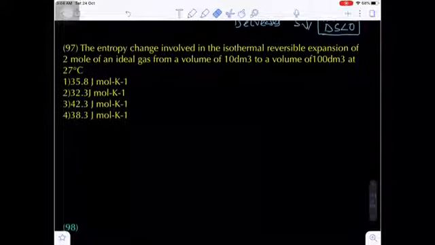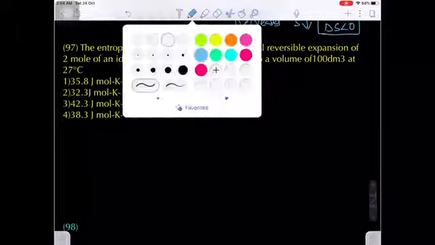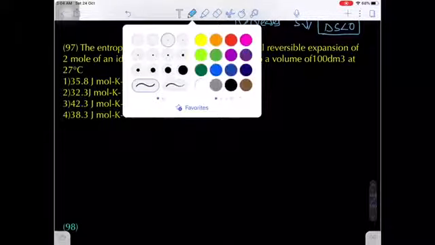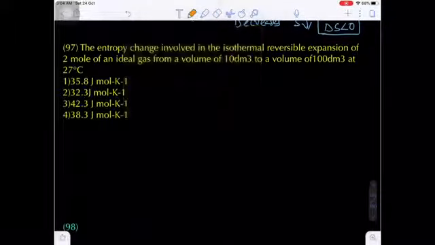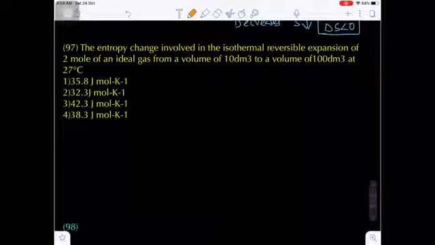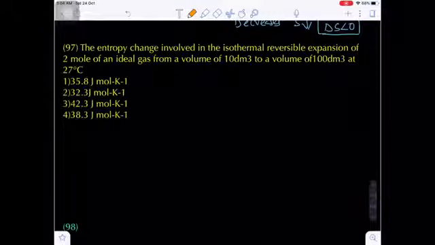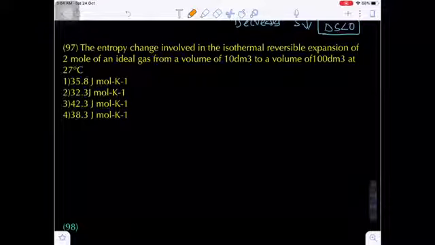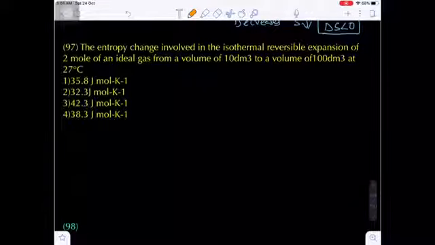Are you getting my point? Next, question number 97. In this question, the entropy change involved in the isothermal reversible expansion of 2 moles of an ideal gas from a volume of 10 decimeter cube to a volume of 100 decimeter cube at 27 degrees Celsius.